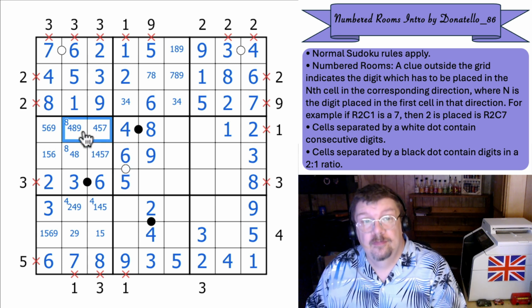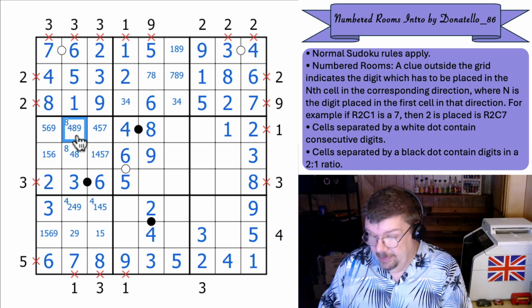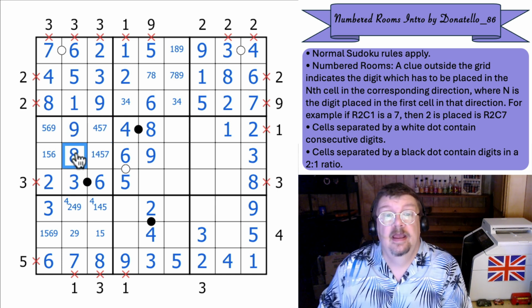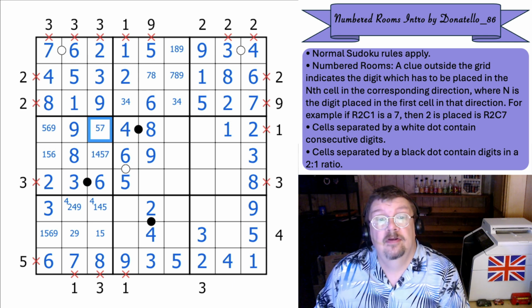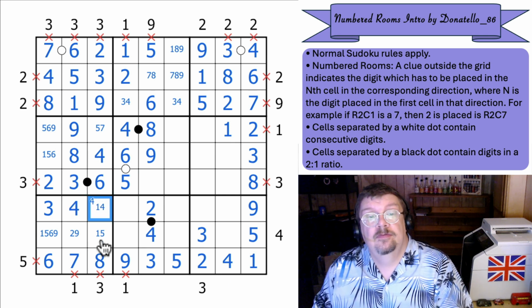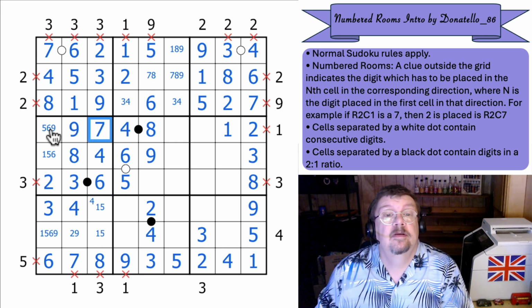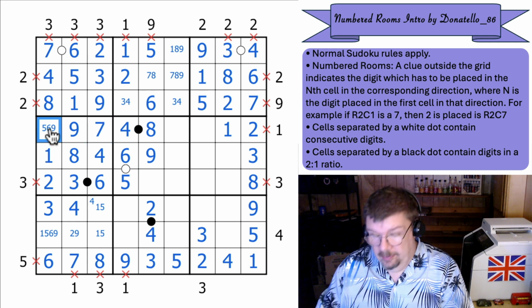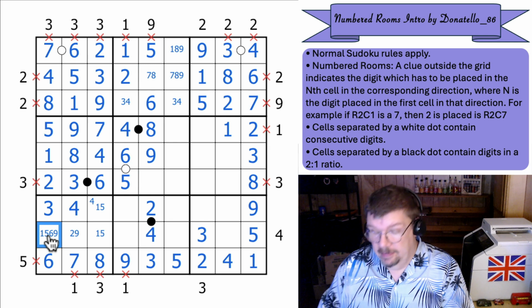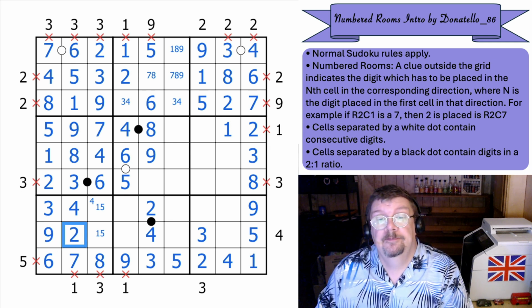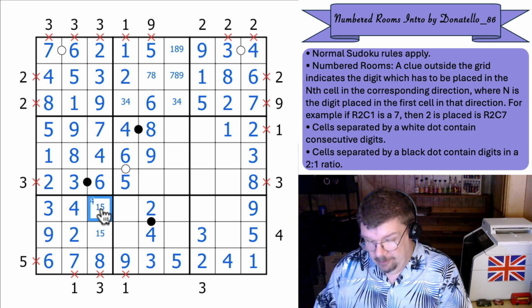Okay, I can just make that a 9. That's an 8. That is not a 4. This is the only place for 4 in the box. That makes this a 4 over here. That's a 1, 5 pair, making that the 7. This must be a 1, and this must be a 5, giving me a 9 here and a 2 here. All right, I can remove that corner mark.